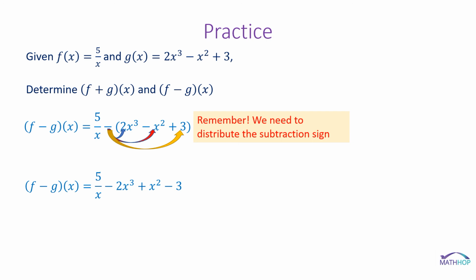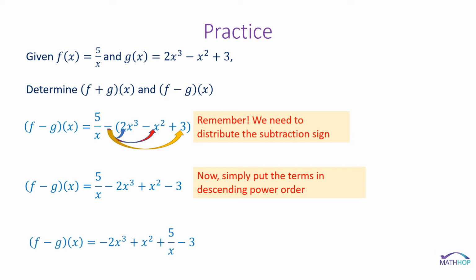Again, not a like term in sight. What do? Put them in descending power order. Sorry about that. But don't lose your signs, okay? Remember, 2x cubed was negative, so it's negative 2x cubed plus x squared plus 5 divided by x minus 3. That is f minus g of x. Our domain is exactly what it was for f plus g of x, where it's all real numbers except for 0. All right, one more.